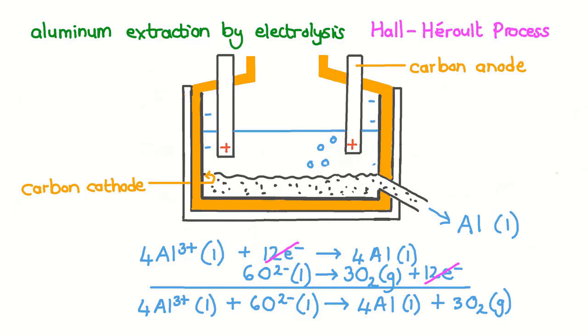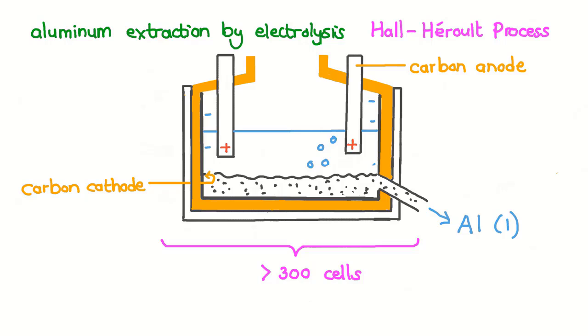4Al3+ liquid plus 6O2- liquid, giving 4Al liquid plus 3O2 gas. These ions we can combine to the original starting alumina formula. We can see that for every 2 moles of alumina added to the cell, 4 moles of aluminum are produced.